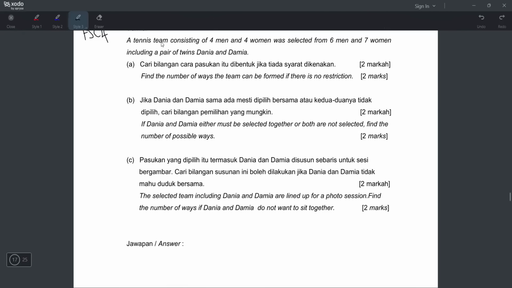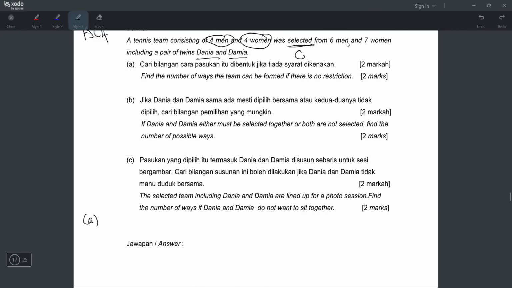Alright, let's read. A tennis team consisting of 4 men and 4 women was selected. Okay, if they say select, that means you have to use C. Select means choose. You choose, you pilih. So bila you pilih, susunan tu tak penting. So kita tak ada arrange. So kita buat C lah. Alright, from 6 men and 7 women, including a pair of twins, Dania and Damia. Oh, like that. Okay, so A, find the number of ways the team can be formed if there is no restriction.